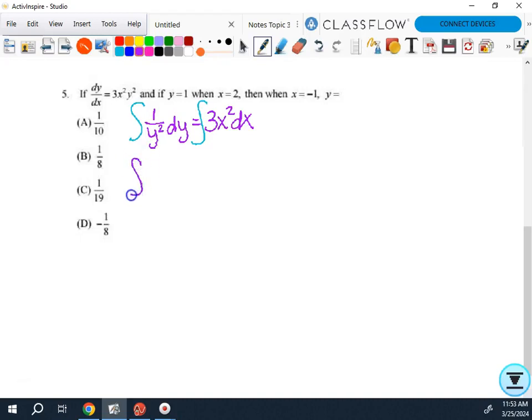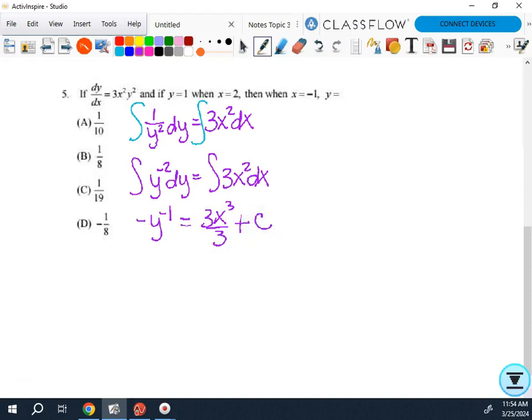But this is really going to be the integral of y to the negative 2 power dy equals the integral of 3x squared dx. Then I get to use the power rule for both sides. So I add 1 to the exponent, y to the negative 1 power, divide by my new exponent, which is really just going to make that negative. And that's equal to, I take 3, that'll be x cubed, and I divide by 3, and then plus c. So this really gives me negative 1 over y equals x cubed plus c.